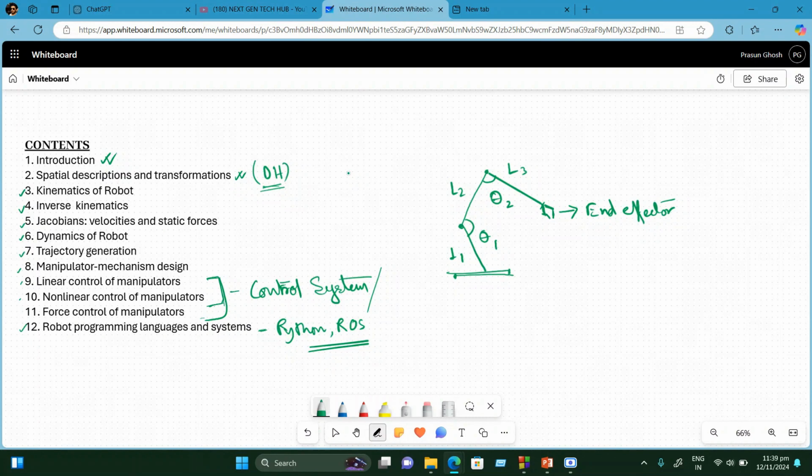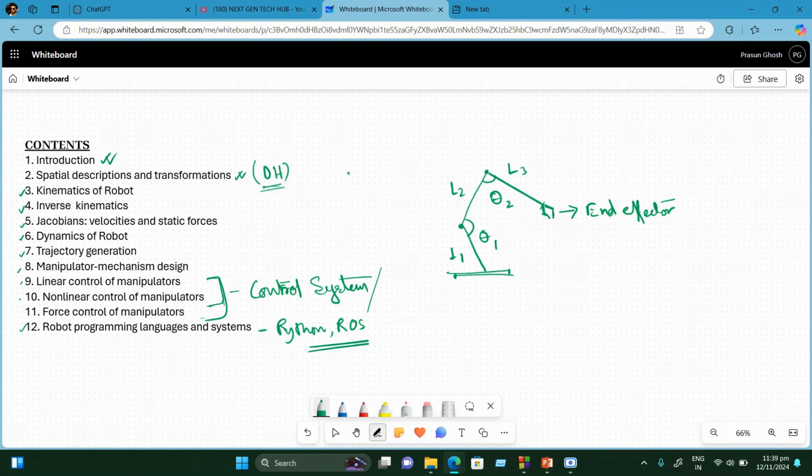Just have a look that this theta 1 and theta 2 will continuously vary. Whenever this end effector moves, theta 1 and theta 2 will vary, but the lengths of the links L1, L2, L3 will remain the same. Now, with the help of kinematics of robot, we will find out the position of the end effector.